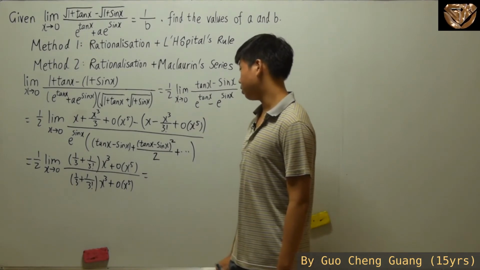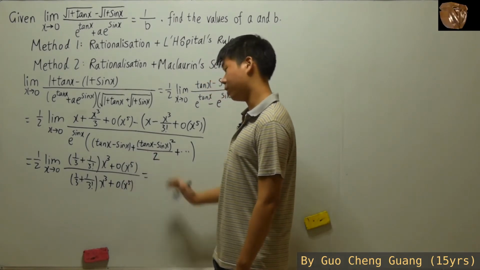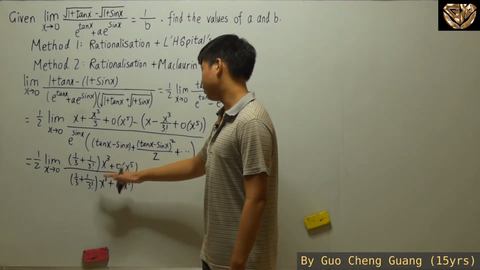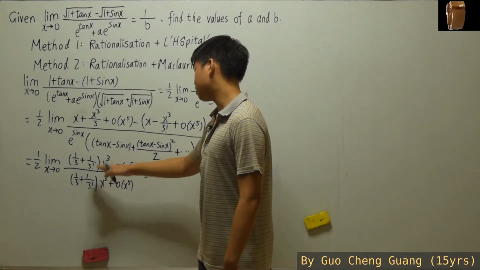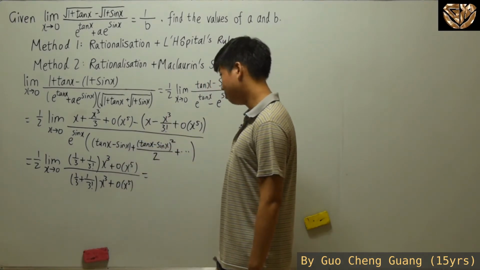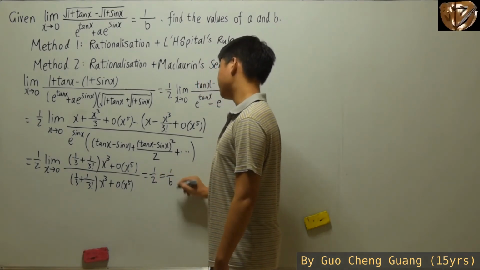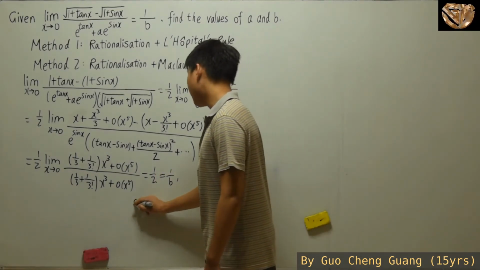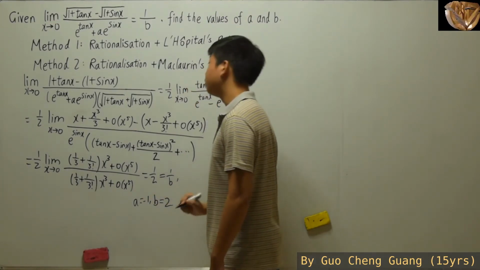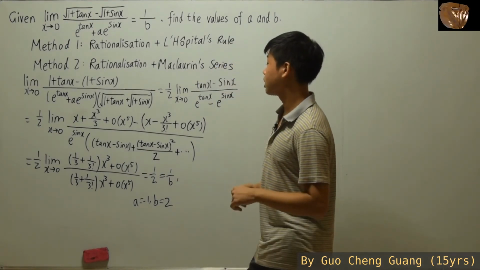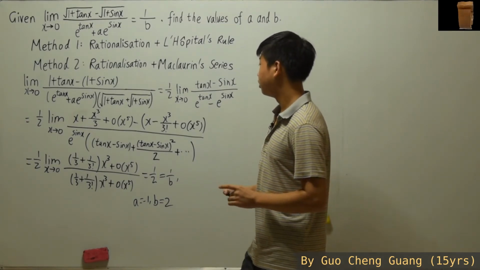From this step, you'll realize both numerator and denominator are the same, since whatever higher powers of x you have behind, when you divide by x cubed, they will all become 0. The only terms that matter are the x cubed terms, which are the same, and thus this will give you a half. But we're given that this is 1 over b, so a is equal to negative 1 and b is equal to 2. So this is the second method, using rationalization and the Maclaurin series. Take a look at this once again.